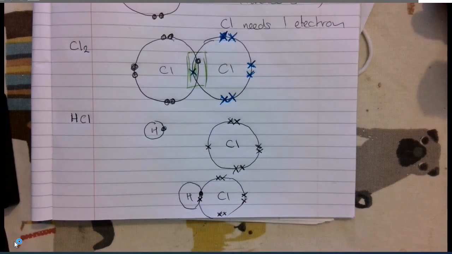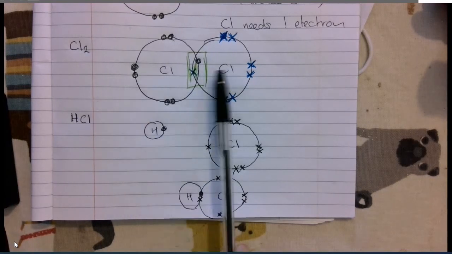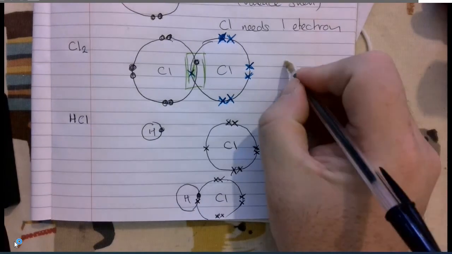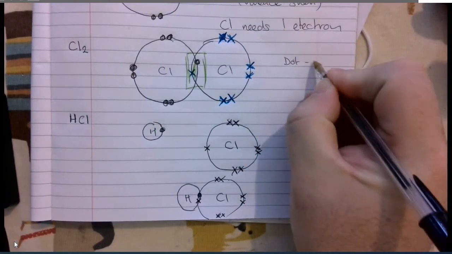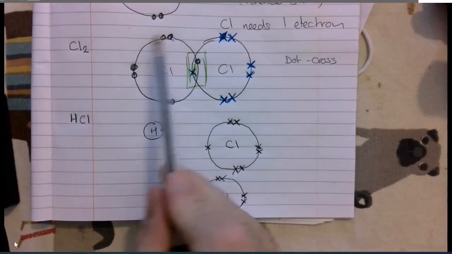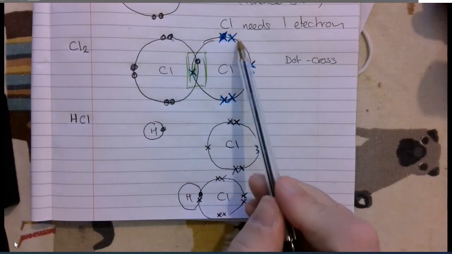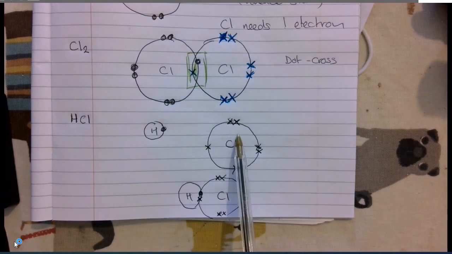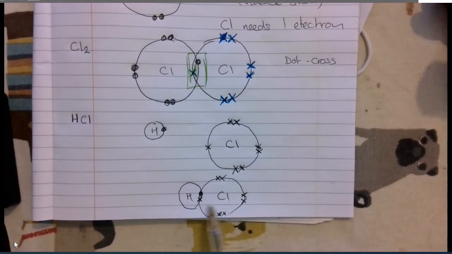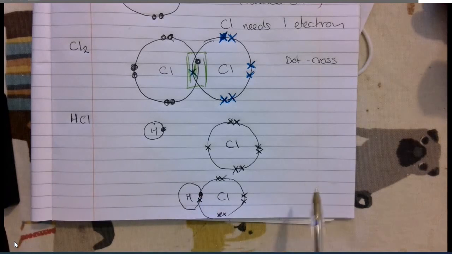Now the reason why we use dots and crosses is so that we can tell where each of the electrons comes from. In this case, because they're both chlorines, we couldn't tell the difference between which one contains which. So this is called a dot cross diagram. One element has dots for its electrons, the other one has crosses for its electrons. Here it's also a dot cross diagram. I put a dot for the hydrogen and I put a cross for the chlorine. So when we look at this, we can see where each one is represented.